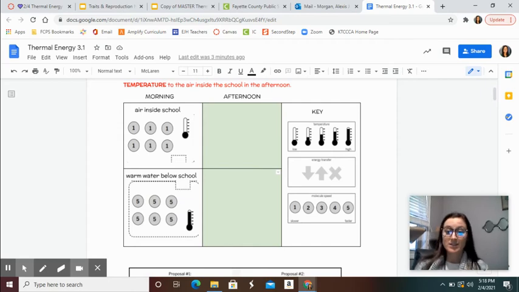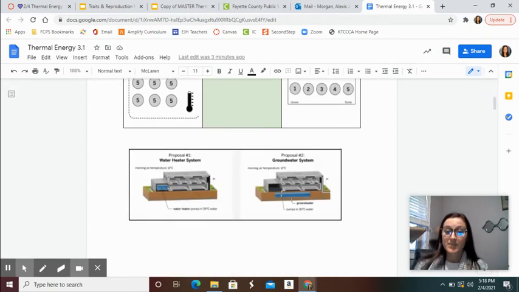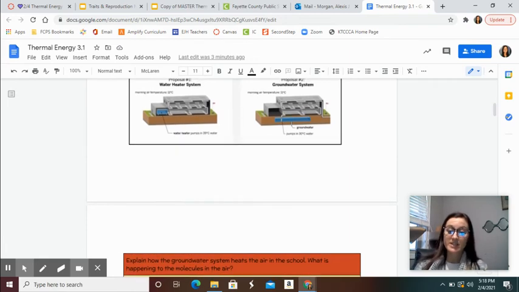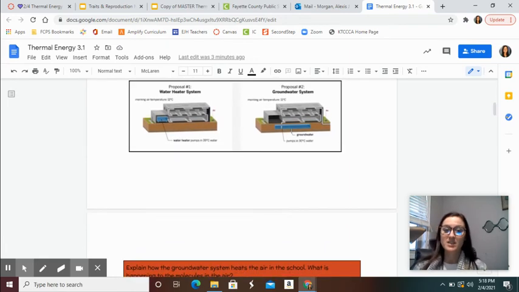But has it lost its energy? Has it lost its heat? Because think about how much energy is being transferred from that hot water in the pipes to the air around it.